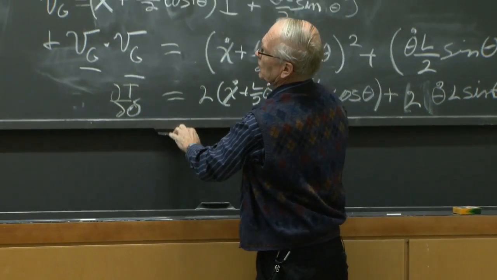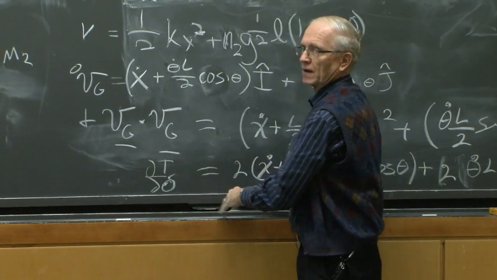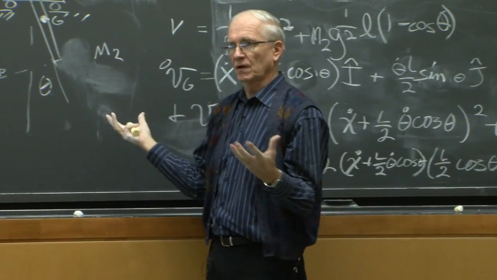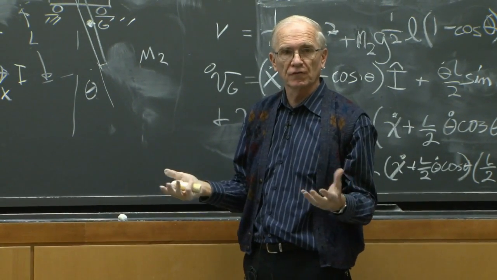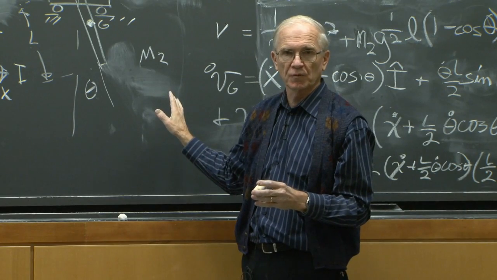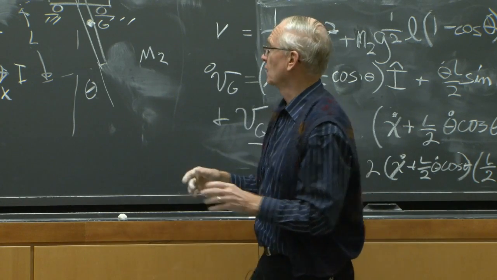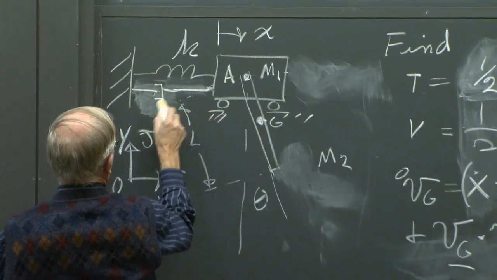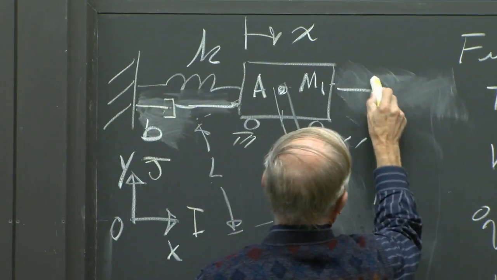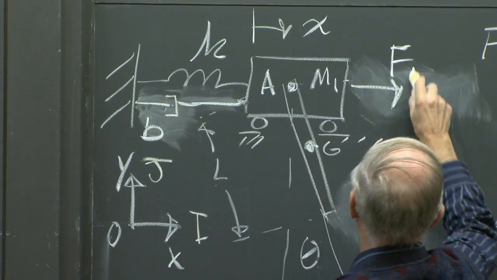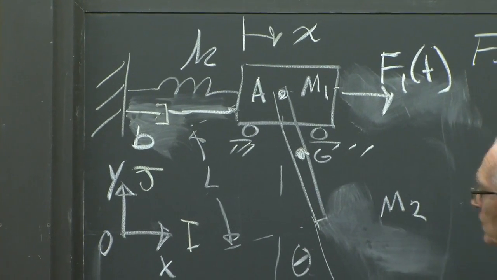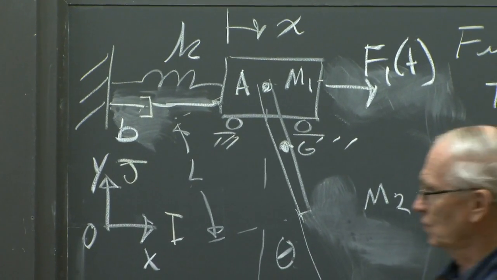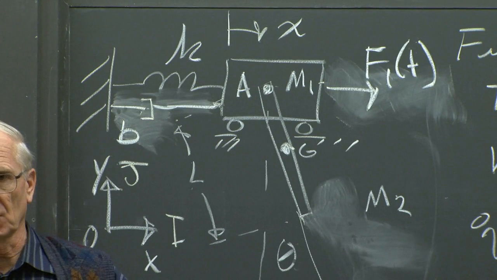In this, the way it was set up, what are the right-hand sides? Are there any generalized external non-conservative forces, the way the problem was first posed? None. Okay, so let's put in a couple. Let's add a dashpot, B here, and an external force here. We'll call it F1 of t. So now, what's Qx and Q theta?